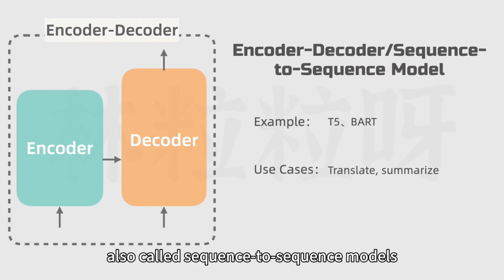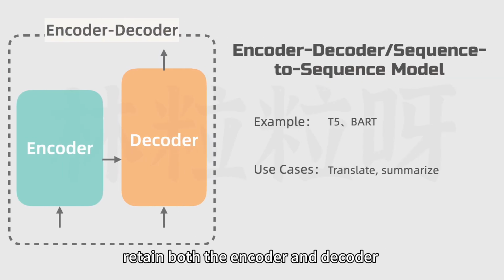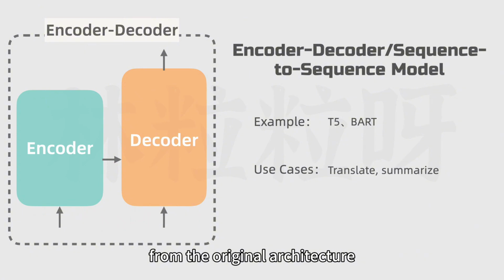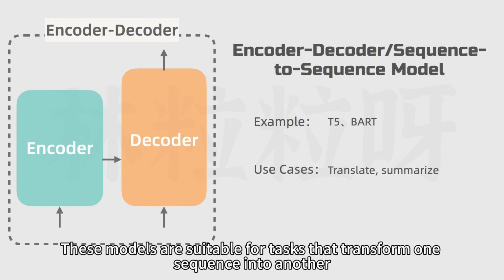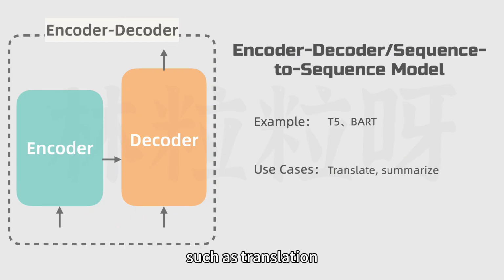Encoder-decoder models, also called sequence-to-sequence models, retain both the encoder and decoder from the original architecture. Models like T5 and BART are examples. These models are suitable for tasks that transform one sequence into another, such as translation, summarization, etc.